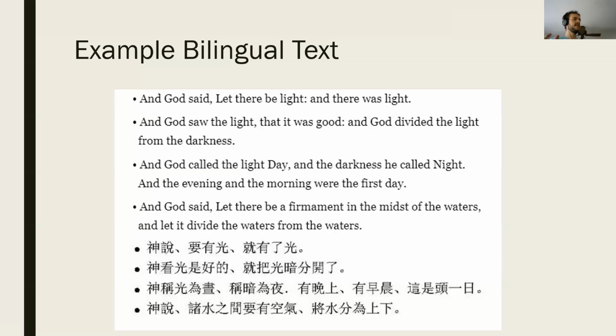We can see that there are certain patterns in the way these words occur in the English text: and God said, and God saw, and God called, and God said. And we can see a similar kind of pattern at the beginning of the Chinese sentences as well. So we could probably assume that the very first symbol might be the symbol representing God.